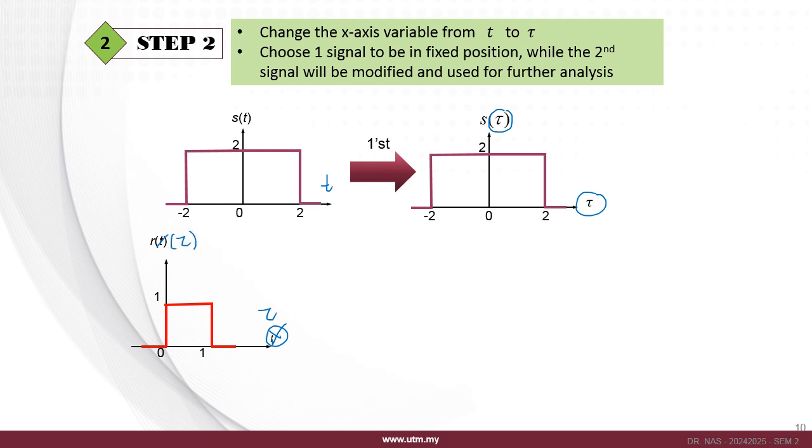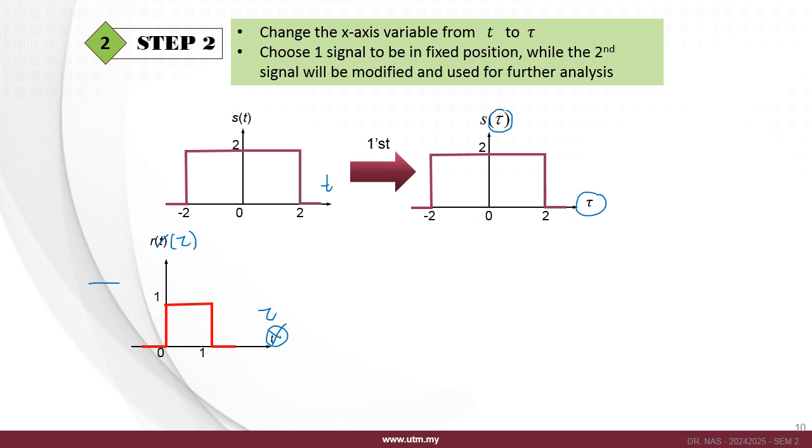Okay, so in this particular case, you need to decide which one to be chosen as the fixed signal. Fixed meaning that the signal will be staying at the same position throughout the process, while the other signal needs to be moved from left to right for a certain duration of t. So in this case, I choose r(tau) to become the second signal that will be used for further analysis.